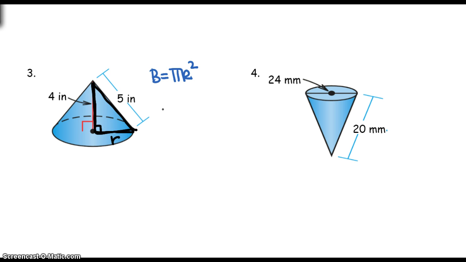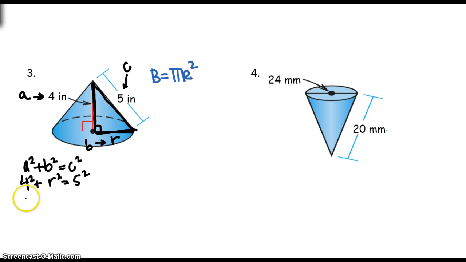Well, since it's a right triangle, we're going to use the Pythagorean theorem. So that's A, that's B, and that's C. Okay, and we're going to do A squared plus B squared equals C squared. So we're going to have 4 squared plus r squared equals 5 squared. What's 4 squared? 16, and 5 squared is 25. So 16 plus r squared equals 25. Then we're going to subtract that 16 from both sides, and we will get 9. So r squared equals 9.